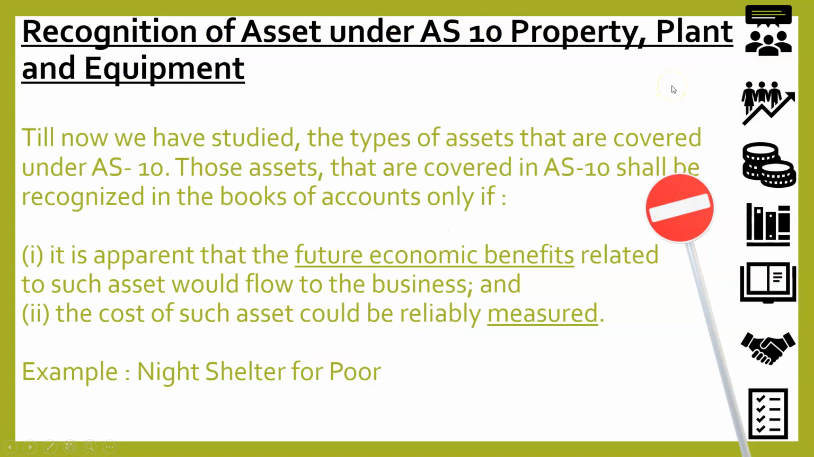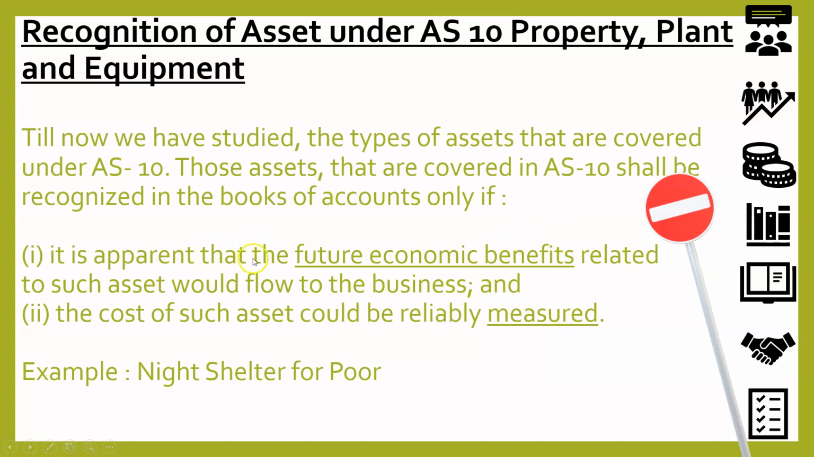Recognition under accounting standard 10. So we have seen that once an asset is called property, plant and equipment, it should be recognized in the books of accounts, but only when two conditions are fulfilled simultaneously. We can see that these sentences carry 'and' in between, which means it is important for both of the conditions to be fulfilled for it to be recognized in the books of accounts.